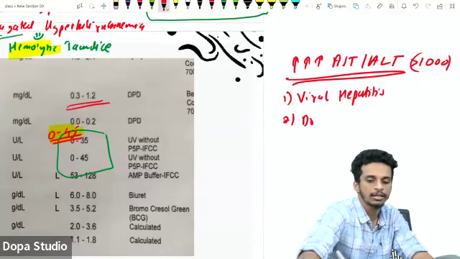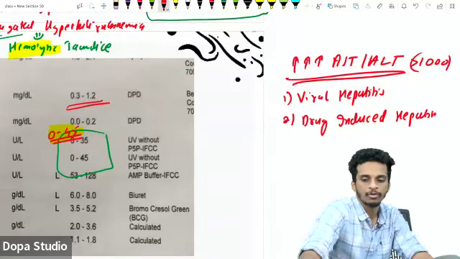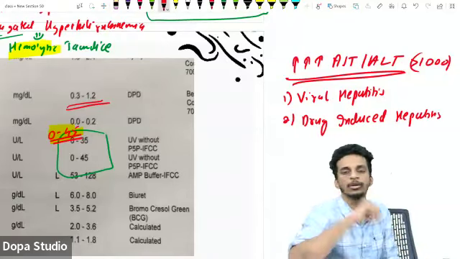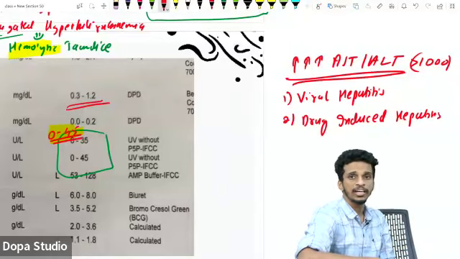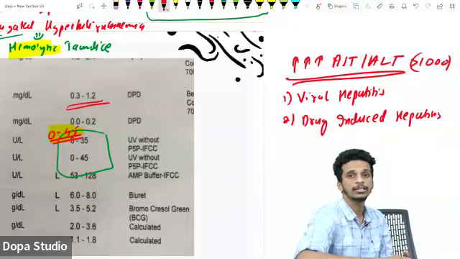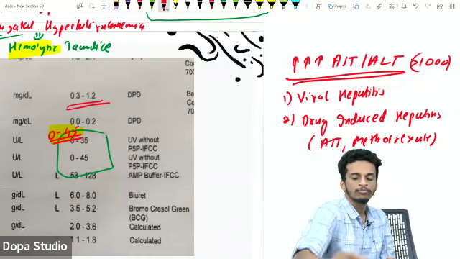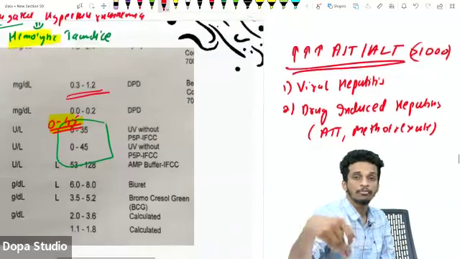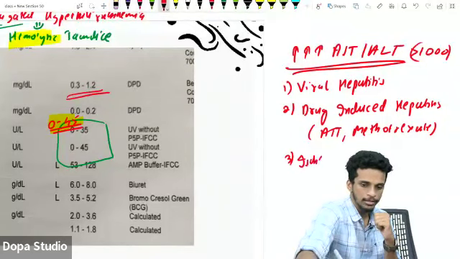Second, it is seen in drug-induced hepatitis, if the patient is taking some drug which is severely hepatotoxic. For example, ATT. If the patient is taking anti-tubercular therapy, many of the ATTs are hepatotoxic, so there can be a drastic elevation in liver enzymes. Or otherwise, if the patient is taking methotrexate. So the examples here are ATT and methotrexate. Methotrexate is also an extremely hepatotoxic drug. So if the patient is taking these drugs, the patient can have liver enzymes of more than thousands. And the third one is ischemic hepatitis.